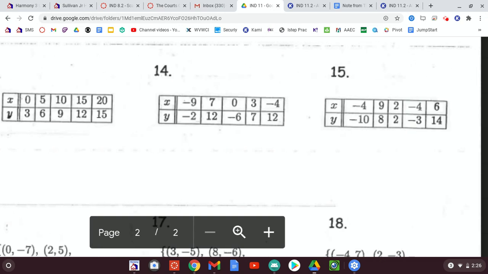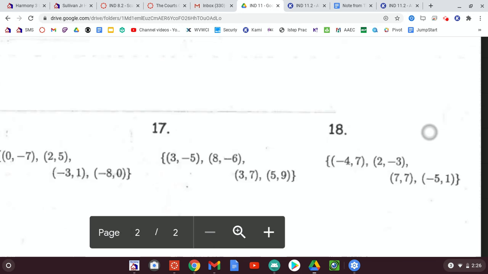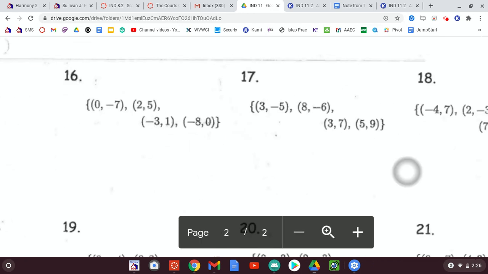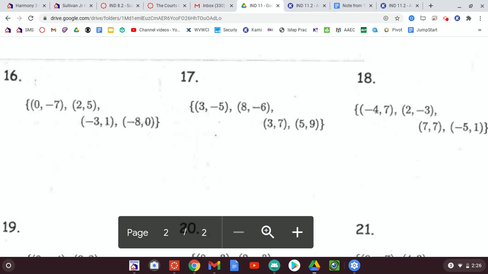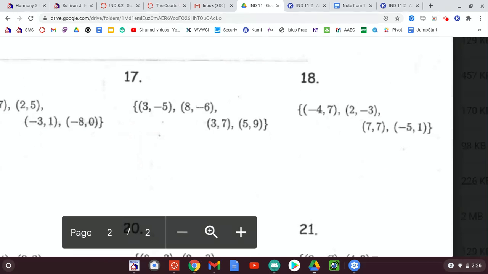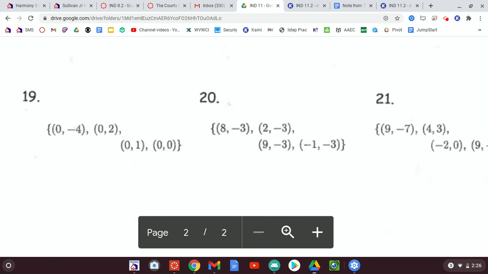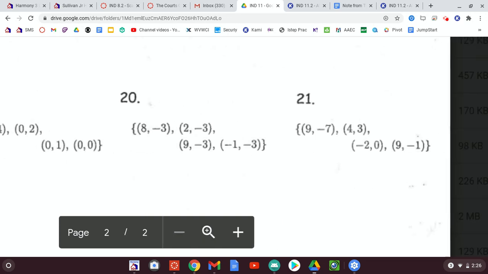15 is not a function because of x equals -4. That's that repeating x. Number 16 is a function. Number 17 is not a function because of x equals 3, repeating. Number 18 is a function. Number 19 is definitely not a function, right? That x at 0 is definitely an offender there. Number 20 is a function, and number 21 is not a function because of x equals 9.